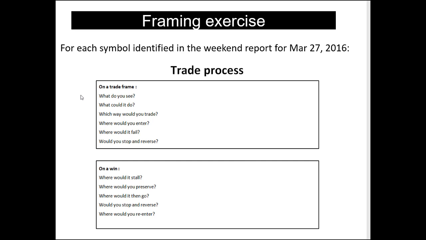Now, based on that, how far could it go in either direction? What could it do? Look at the Z3 lines. Look at the size of the legs. Look at the support and resistance. Those things. Where did it go? Which way do I want to trade? Which way could I trade?